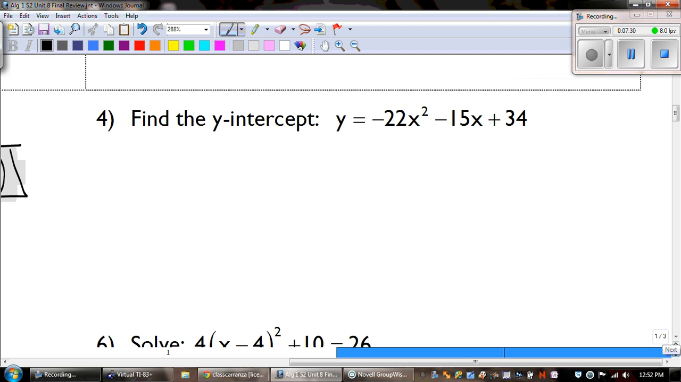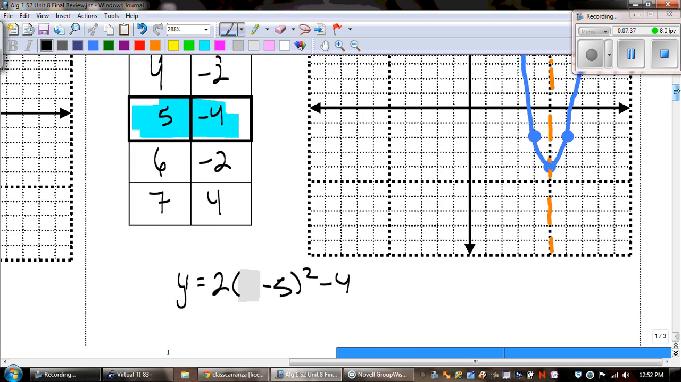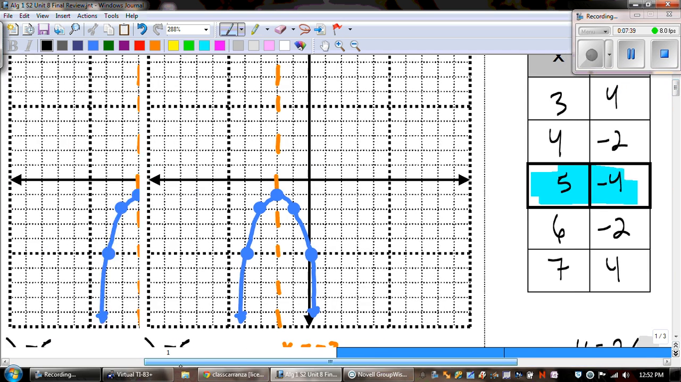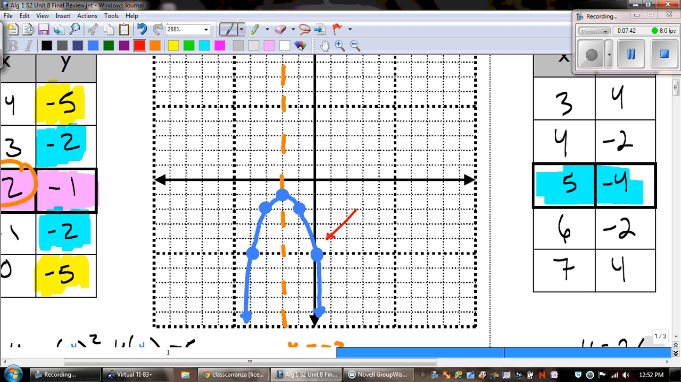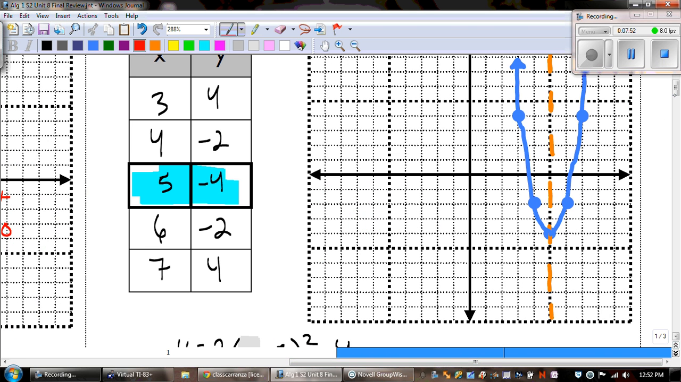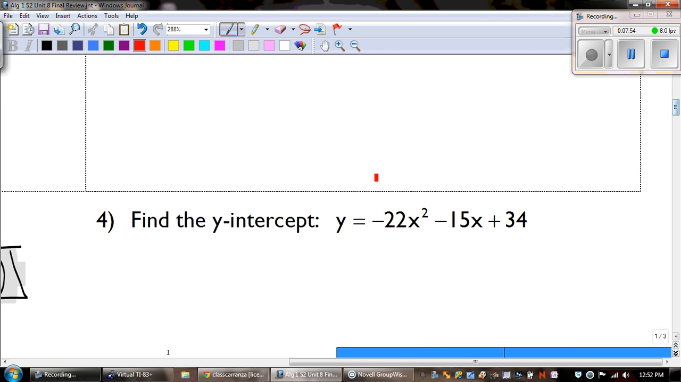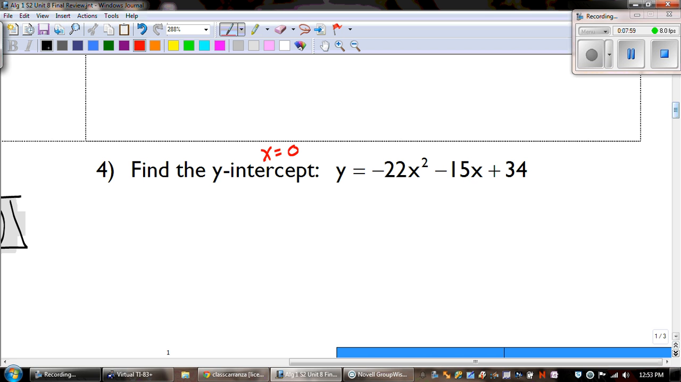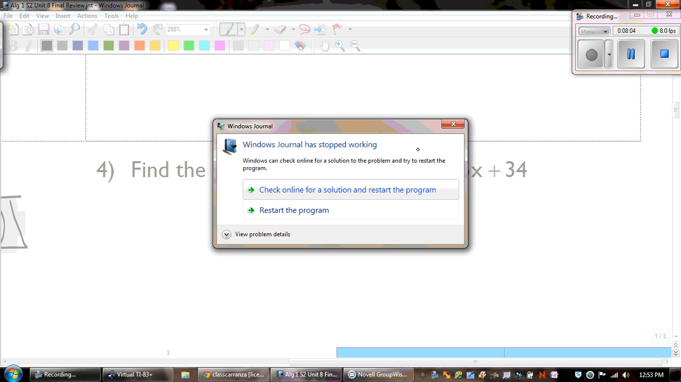All right, 4. Find the y-intercept. Okay, the y-intercept is where it crosses the y-axis. We don't have a good one. But right here, if you look up a little bit, that's my y-intercept. Okay, and at that y-intercept, what does x equal? 0. Okay, so when we come back down here for the y-intercept, we know that x equals 0.